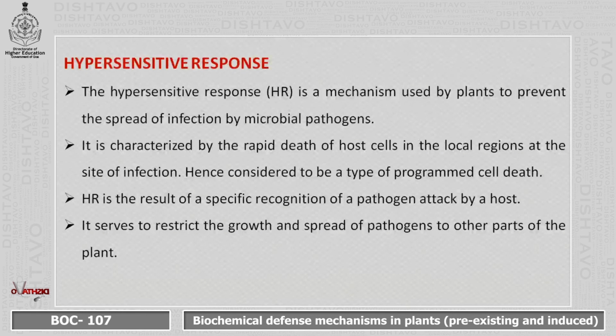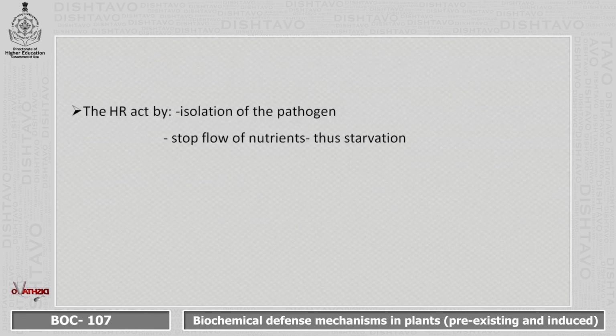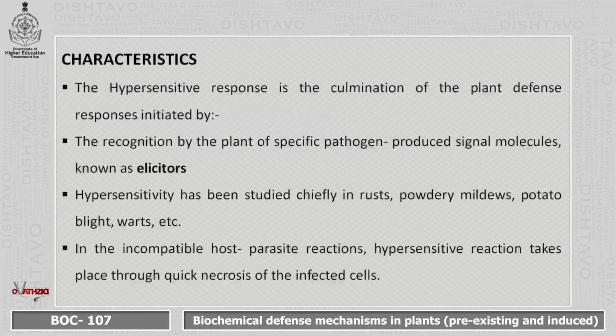Hypersensitive response, or in short HR, is the result of a specific recognition of the pathogen attack by a host. It serves to restrict the growth and spread of pathogens to other parts of the plant. The hypersensitive response acts by isolation of the pathogen, and it stops the flow of nutrients and thus leads to starvation. Certain characteristics of hypersensitive response: it is the culmination of the plant defense which is initiated by the recognition by the plant of a specific pathogen which produces signal molecules known as elicitors. Hypersensitivity has been studied chiefly in rusts, powdery mildews, potato blight, warts, etc.